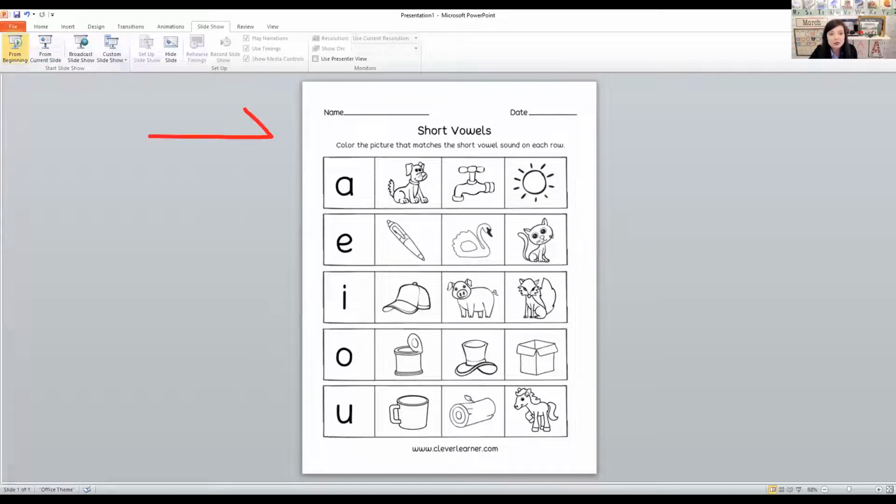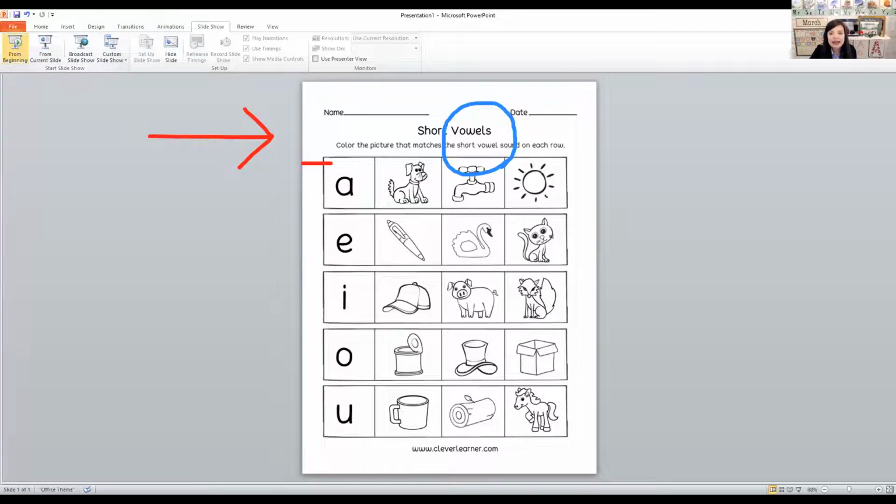We did a fun worksheet to practice those vowel sounds. You can get a link at my website on the weekly lesson plans that will tell you where to get this worksheet for yourself. But there's that letter A. A says ah. So which picture has an ah in the middle? Is it dog, tap, or sun? Tap. Good job.